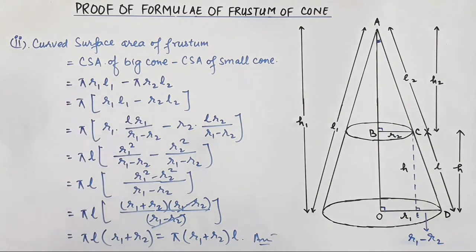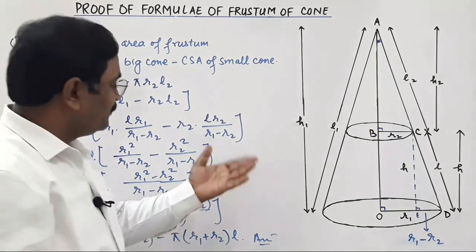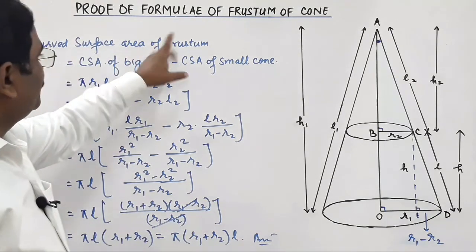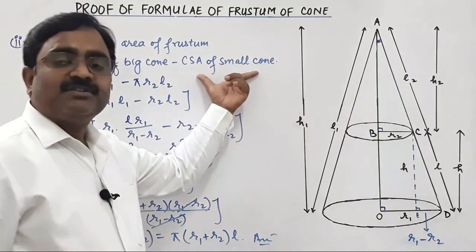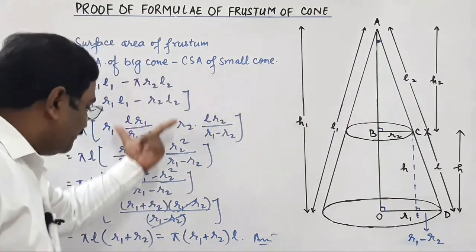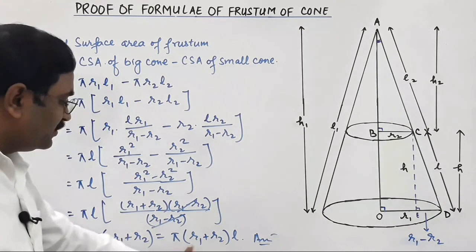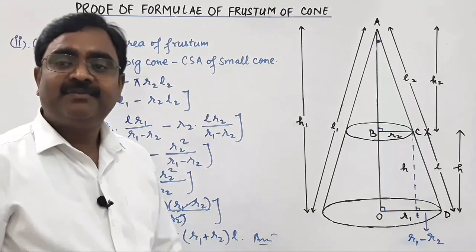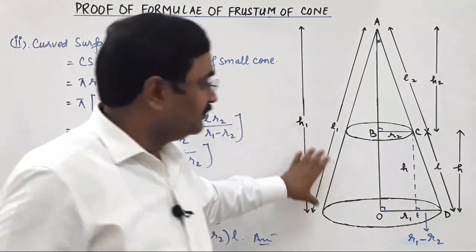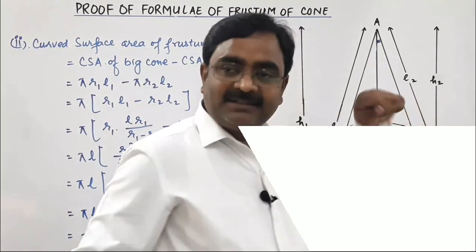So it is proved: the curved surface area of the frustum of the cone is the curved surface area of the big cone minus the curved surface area of the smaller cone, and we got the result pi into R1 plus R2 into L, which is the curved surface area of the frustum of the cone, meaning this part. Understood?